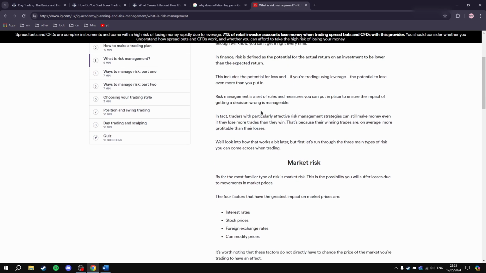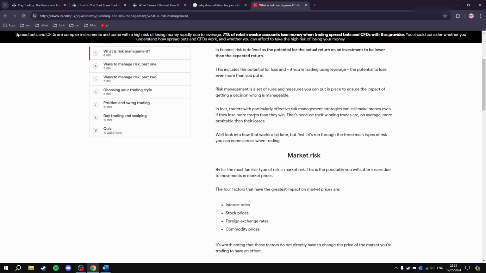In finance, risk is defined as the potential for the actual return on the investment to be lower than the expected return.